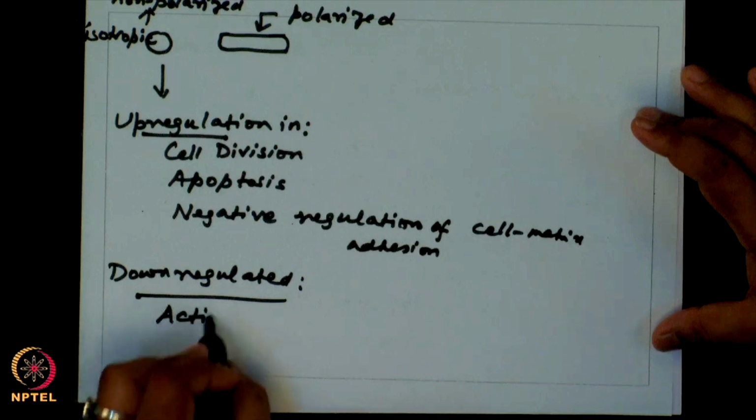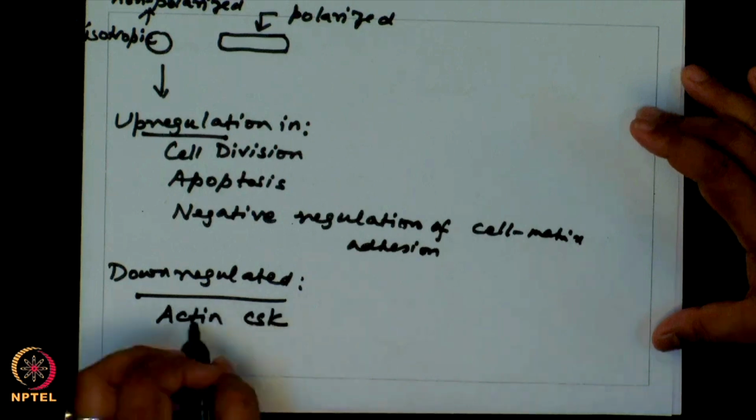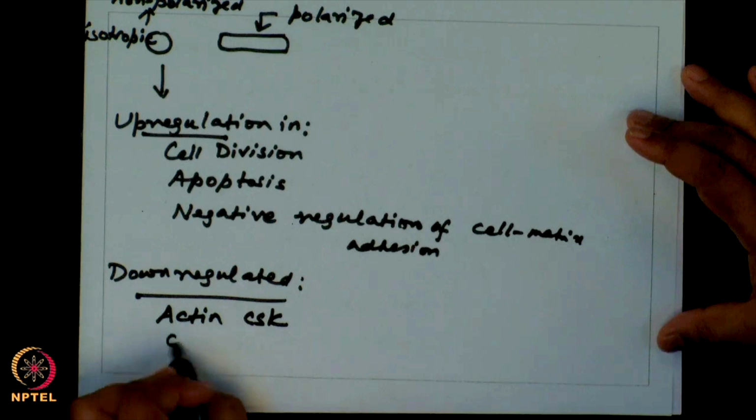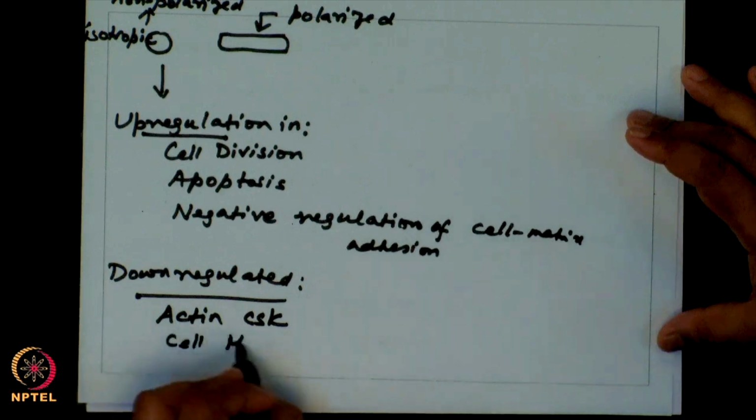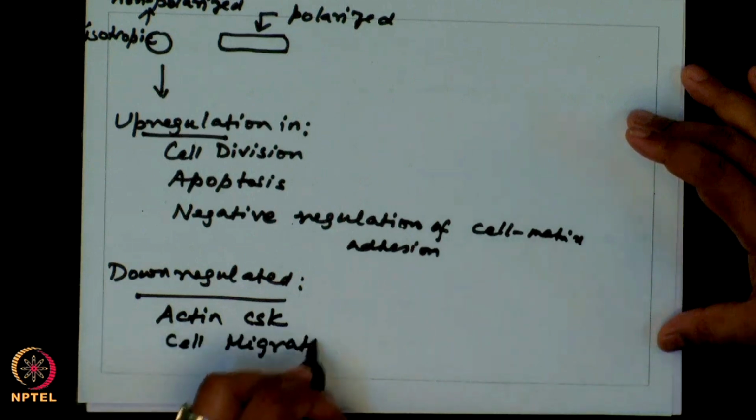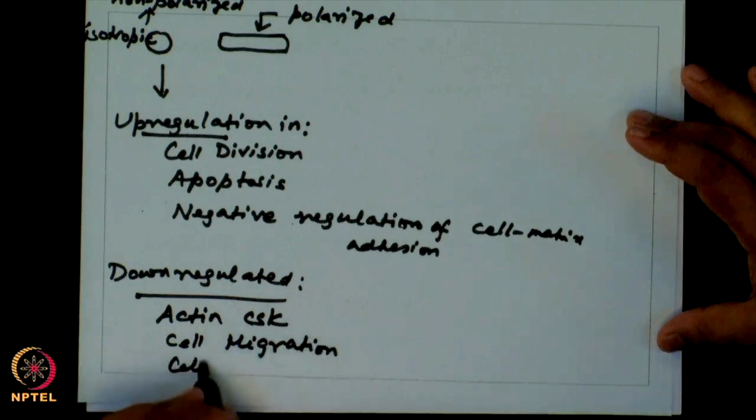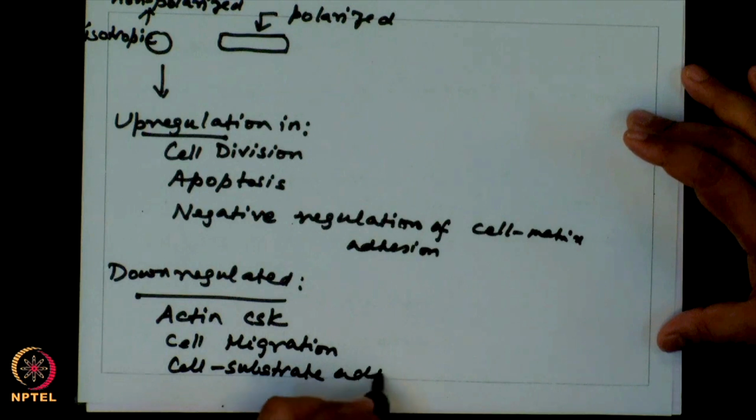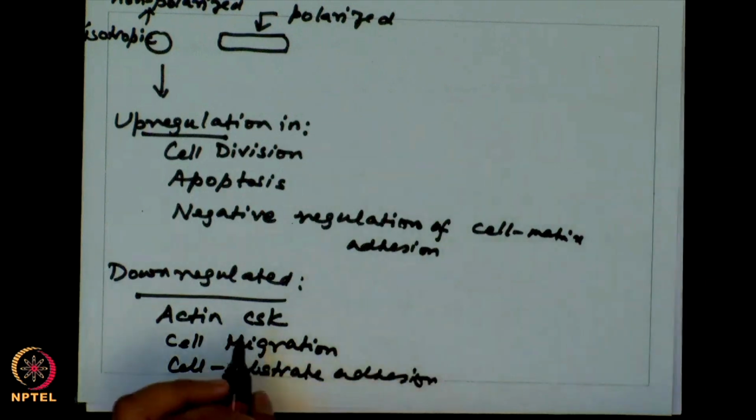Similarly, there were several things which were downregulated. You had actin cytoskeletal machinery, all the actin cross linking proteins were downregulated. Proteins involved in cell migration, their expression was downregulated. Cell substrate adhesion was perturbed, and so on and so forth.